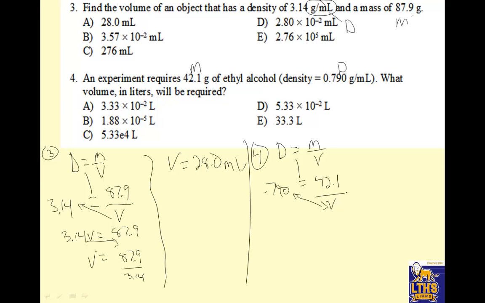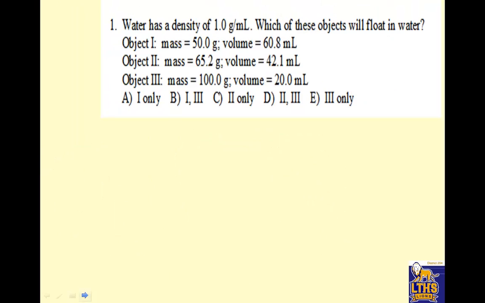Now check this out. I'm going to do them both at the same time. Woo! Okay, so V equals 42.1 over 0.790. 42.1 divided by 0.790 is 53.3. Remember, density will give you your unit, milliliters.